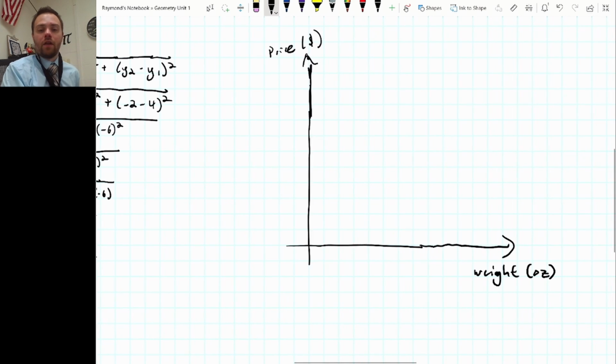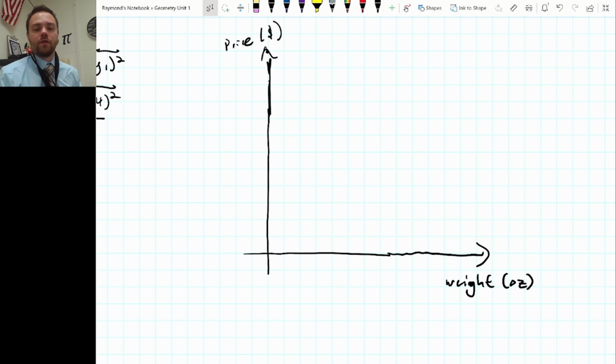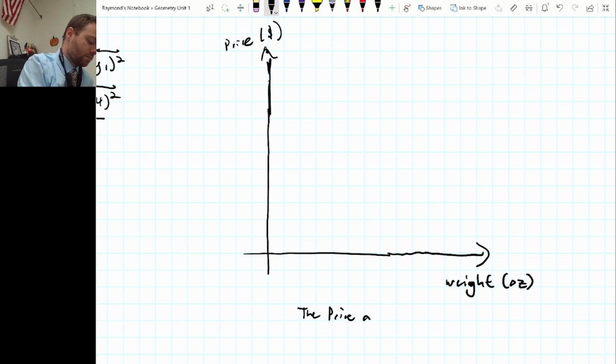And then in a lot of mathematical models, somebody will tell you, or the graph will tell you, what the situation is. So what are we talking about? Well, we're talking about frozen yogurt. We're talking about the price of frozen yogurt. So I'm going to write that down.